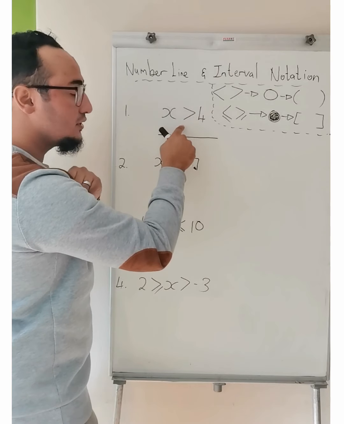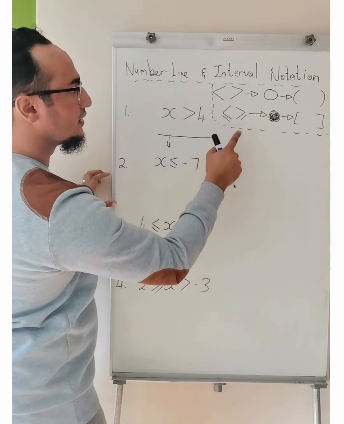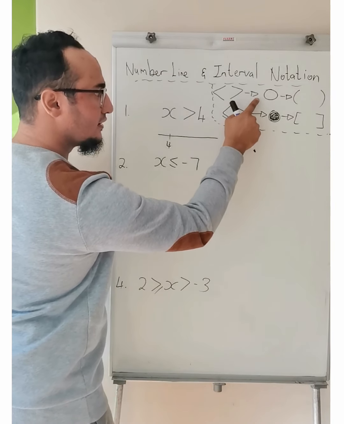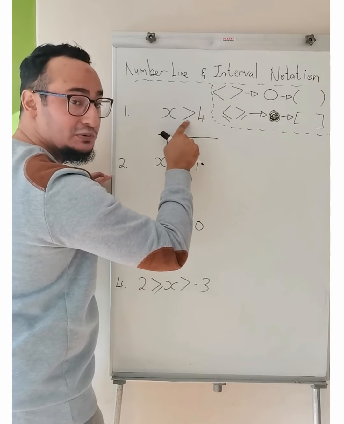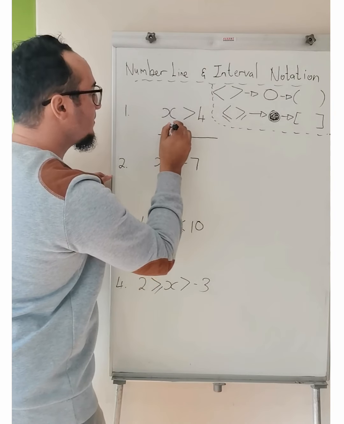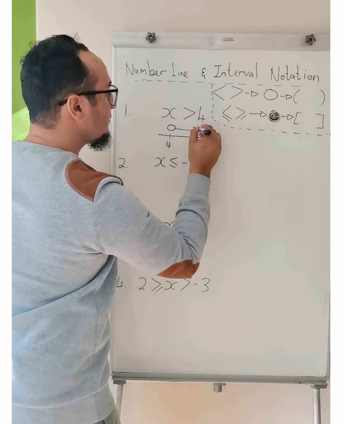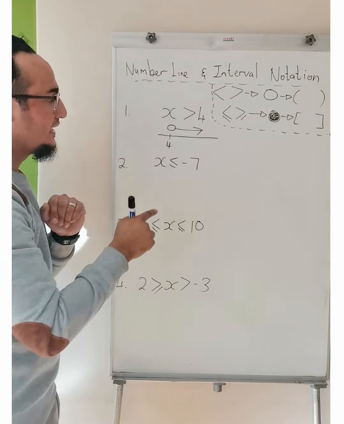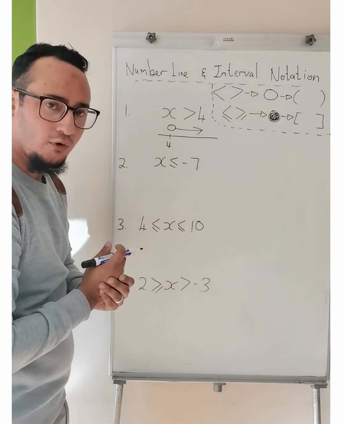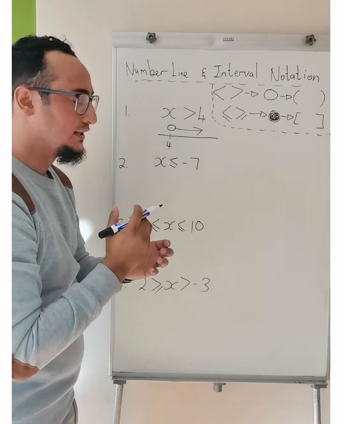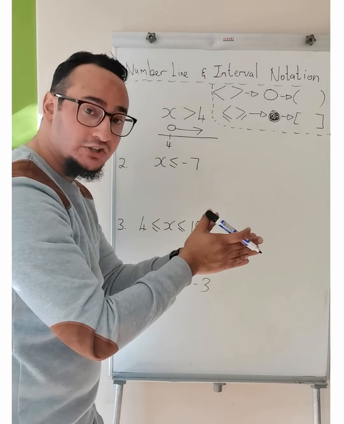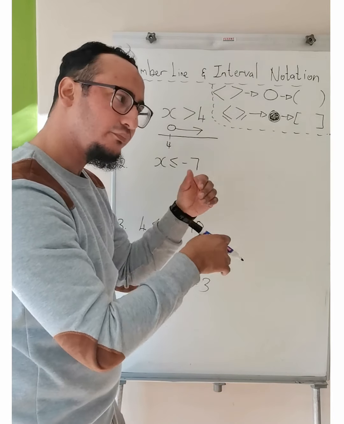Is it included? Is it equal to? No. Which type of circle? This one over here or this one? This one. Why? Because there is no equal to sign at the bottom. And there is an open circle, in which direction? To that way, meaning that all my answers of X are more than 4. You got the picture? So we just look in which direction my arrow is facing.